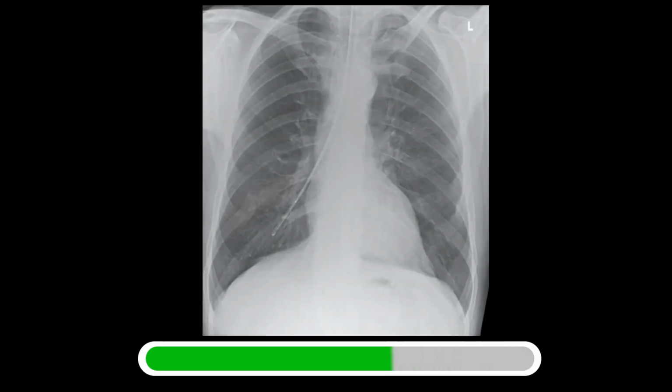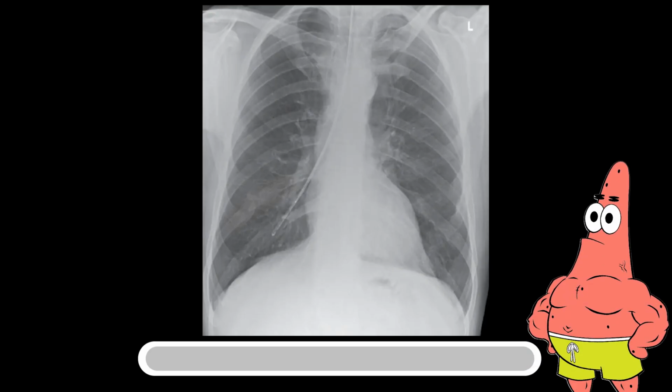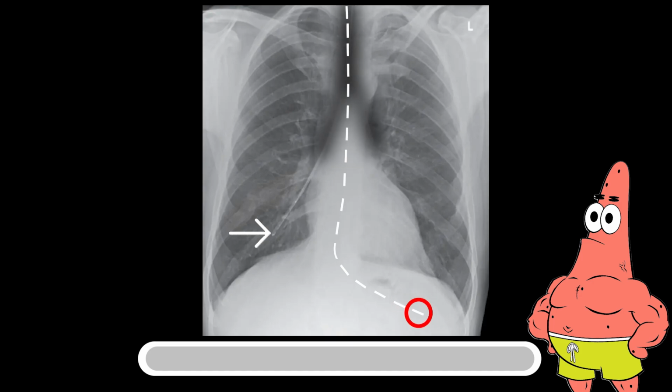Question 2. What does this show? This X-ray shows a misplaced NG tube. When correctly placed, the NG tube should bisect the carina, and the tip should be clearly visible below the left hemidiaphragm. This X-ray also shows an old healed rib fracture.